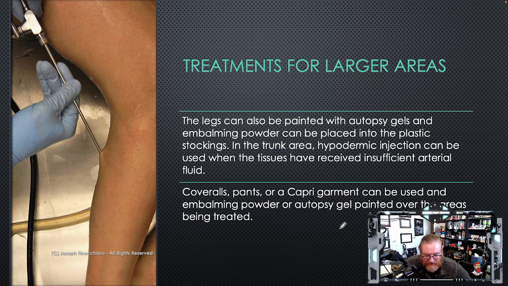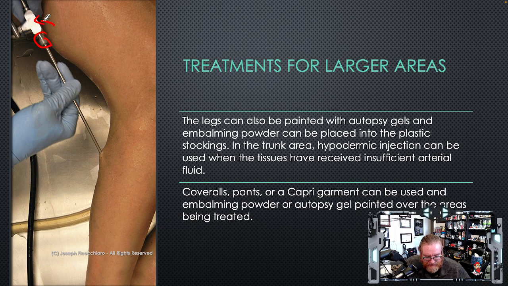In the trunk area, hypodermic injection can be used when the tissues have received insufficient arterial fluid. Here we have an excellent example of someone using a trocar to go ahead and preserve the lower limb. So you see this is not a hypovalve. It doesn't look like a hypovalve. It looks like a needle attached to a stopcock. And then they can turn the stopcock, let the fluid go through, close the stopcock, and reposition, remove the trocar as necessary.